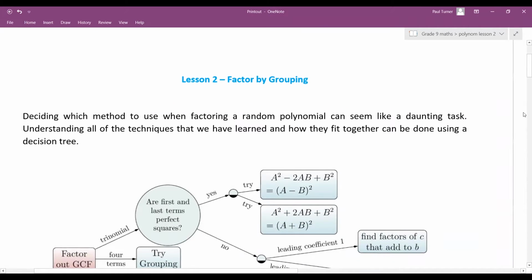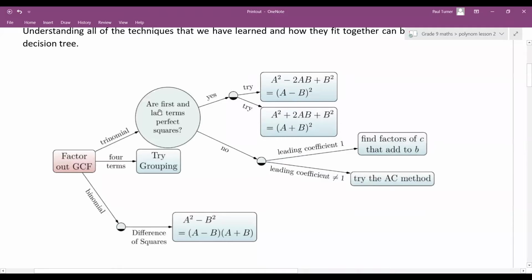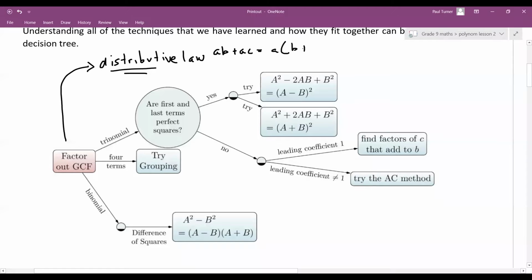Okay, so the topic today is factorization by grouping. Before we go too far, we should look at this diagram here. Now, what you did the last lesson, I probably could add another branch for your distributive law here. It's not on this diagram, so we'll just add it on there. Remember, that was AB plus AC is A(B plus C).